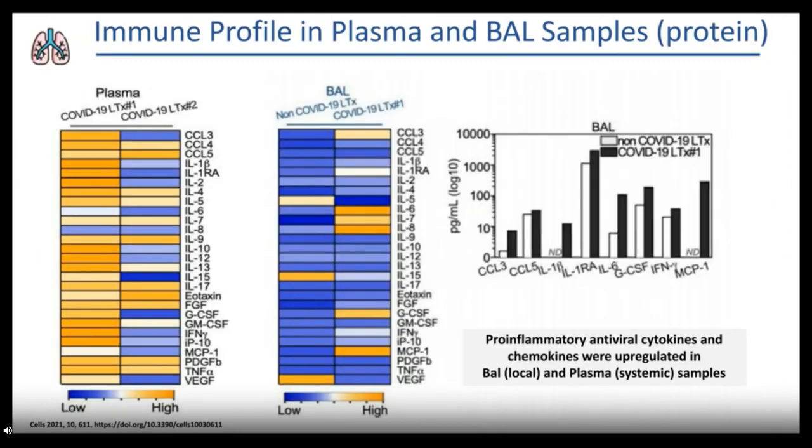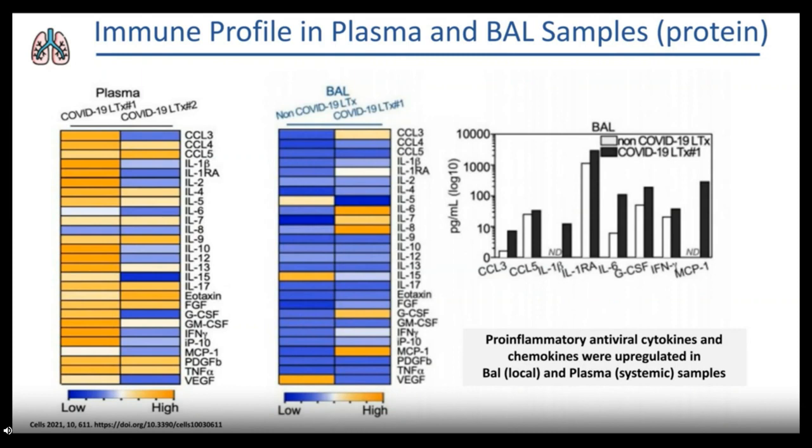In line with the general expression pattern observed in lung tissues, plasmatic pro-inflammatory antiviral cytokines and chemokines were upregulated, with higher levels in subject 1 compared with subject 2. In particular, we found CCL3, interleukin-1, interleukin-6, IP10, and MCP1 being highly expressed among other targets.